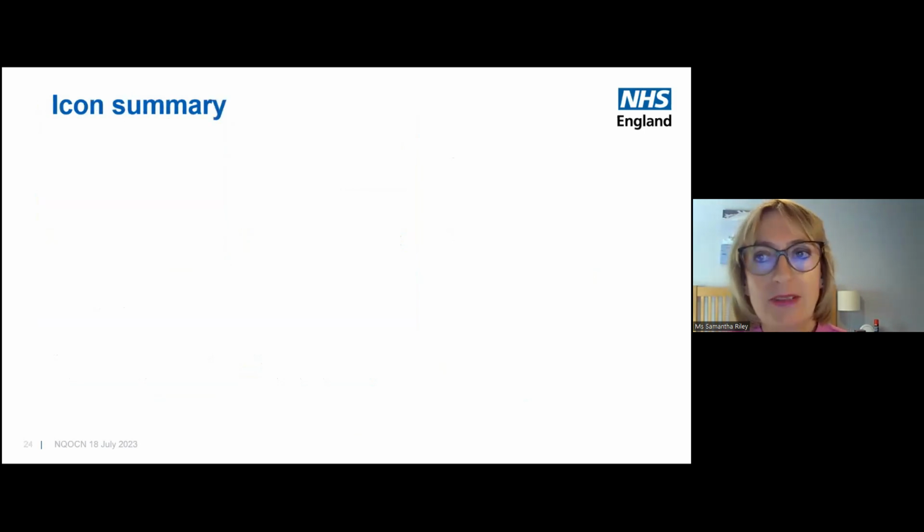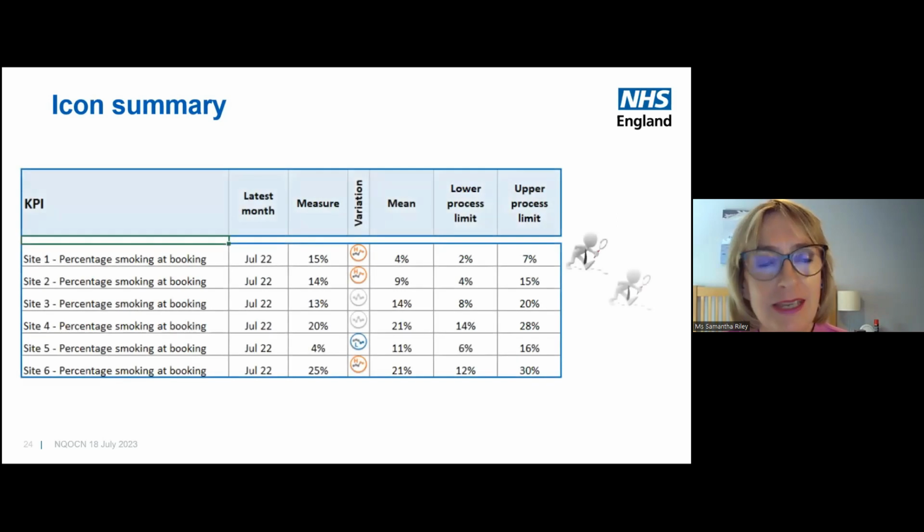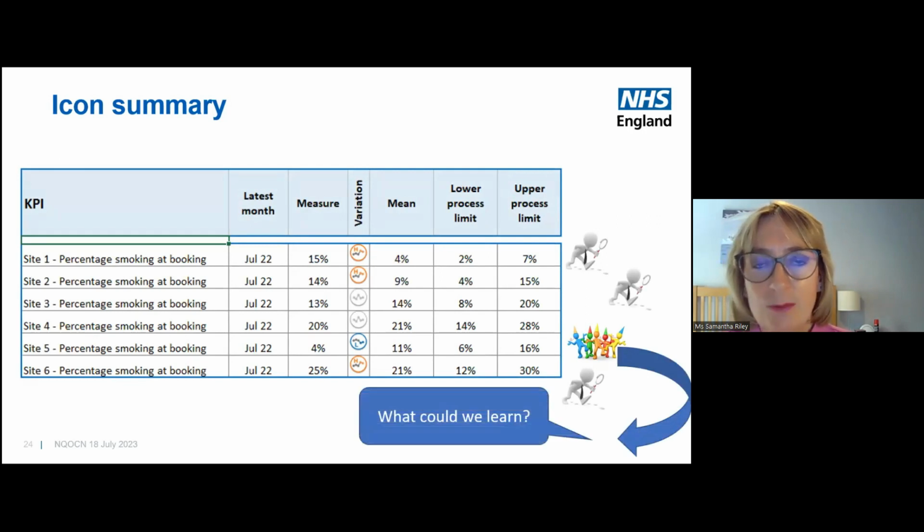We could, of course, have an icon summary rather than having all of the charts, and it takes a little while to get used to these icons. So here's the icon summary for the data that we've just seen. So we've got 3 areas here where we're going to be concerned and need to go and do an investigation. But then we can see that site 5 is showing improvement. So we want to celebrate that improvement. And we might want to go and ask them what they're doing so that we could learn about that improvement and look at how we could spread that elsewhere.